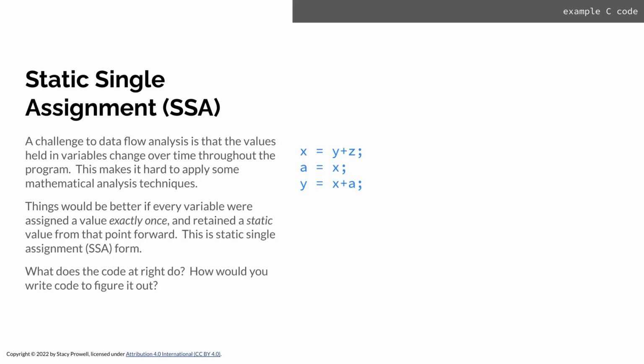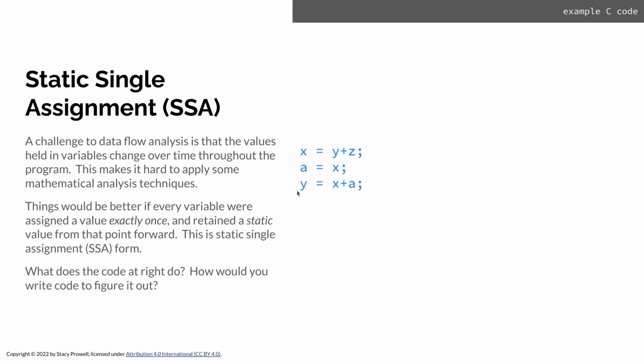So this gets complicated. It'd be great if things were assigned once and never changed, because then we could talk about what they were. We could do stuff with them. We could do math with them. We could say what they mean, right? If they were assigned once and never changed. If they were assigned and then their value was static. Static single assignment is what that is.